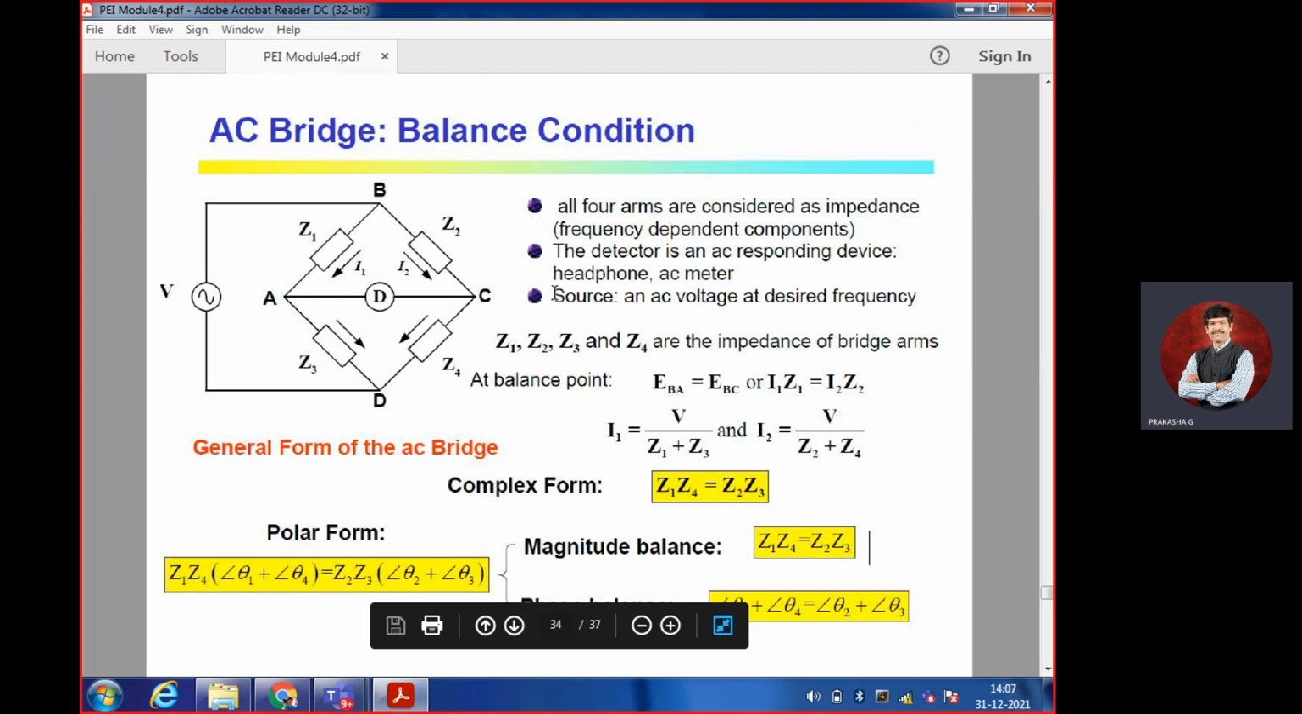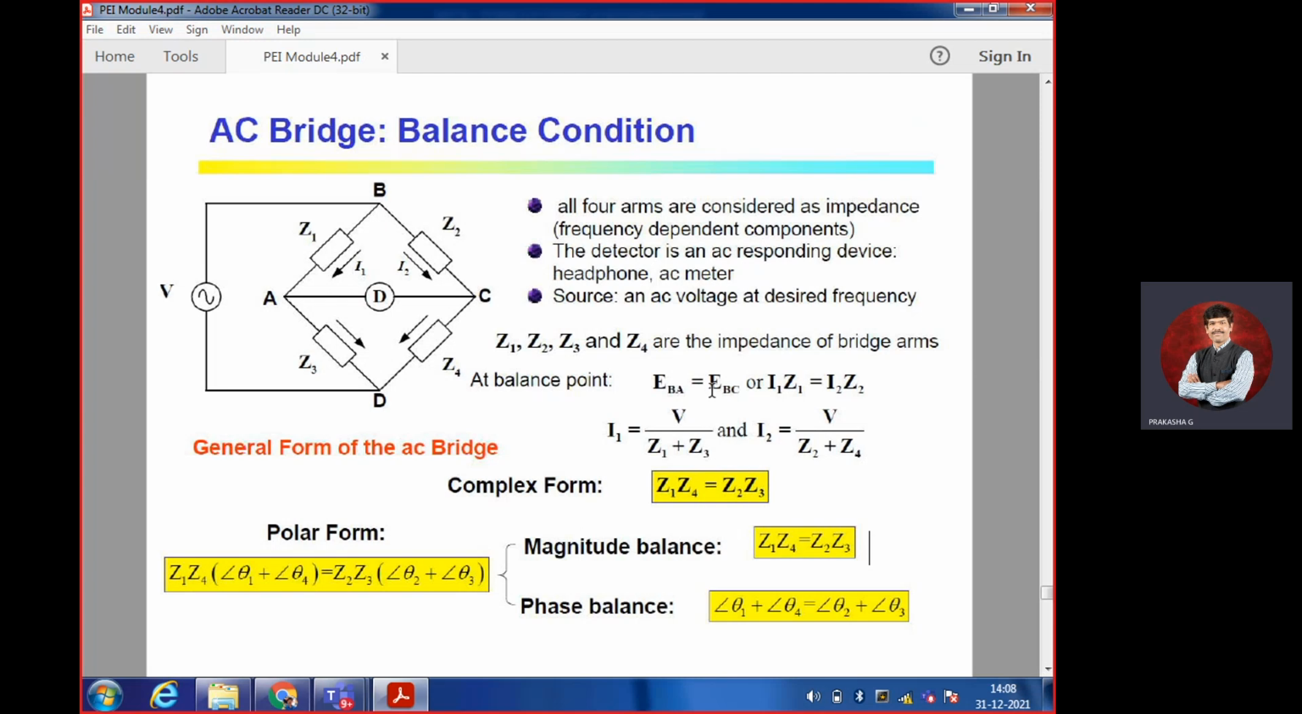Just note down this equation for AC. Instead of R1, R2, R3, R4, we are going to have Z1, Z2, Z3, Z4. Z2 Z3 is equal to Z1 Z4. We are going to have the magnitude balance and phase balance. Z1 Z4 is equal to Z2 Z3 is the magnitude balance. Phase also, because we are using a frequency, an AC signal. We should also measure the phase. Phase should be balanced, phase should be synchronized.